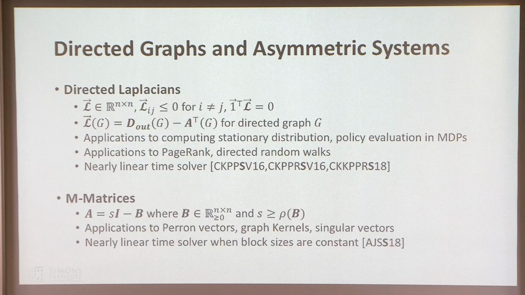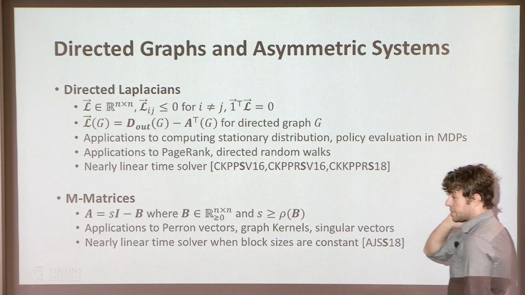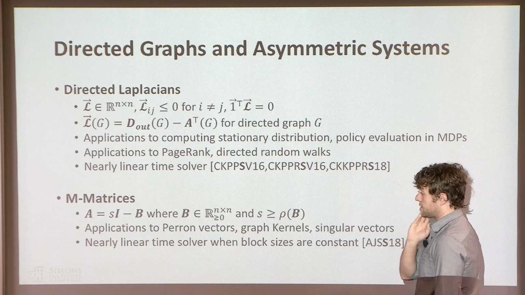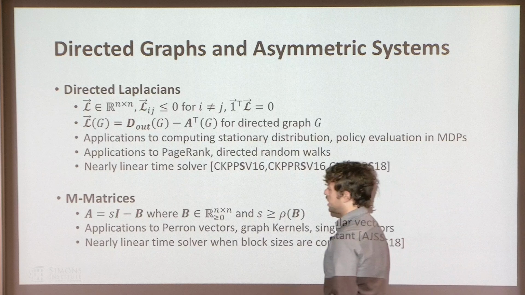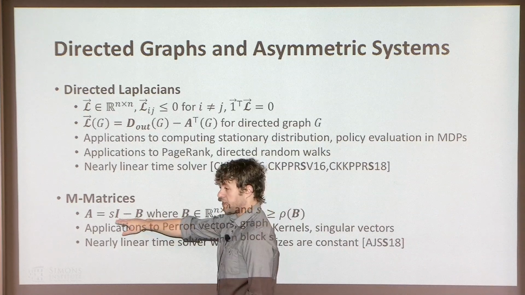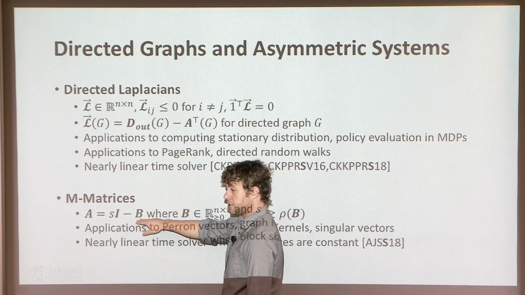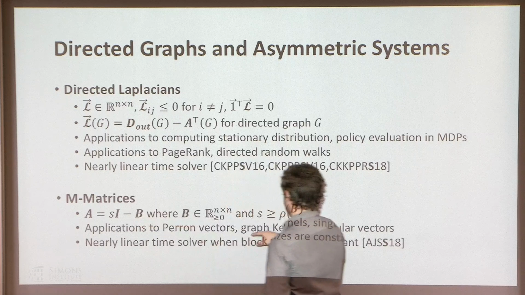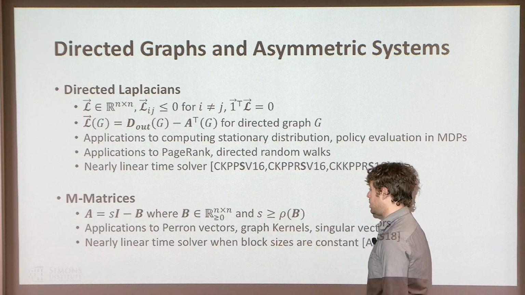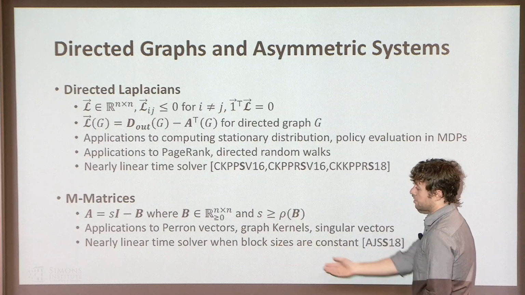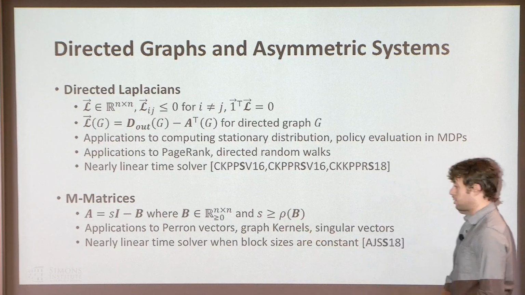And just recently we showed you could extend this a bit further to solving a class of linear systems that are a bit more general, known as M-matrices. So these are matrices where you have some multiple of the identity minus some non-negative matrix, where that non-negative matrix has spectral radius at most S. Right? These show up in a number of applications, and solving them corresponds to things like trying to compute Perron vectors and solving certain graph kernels.